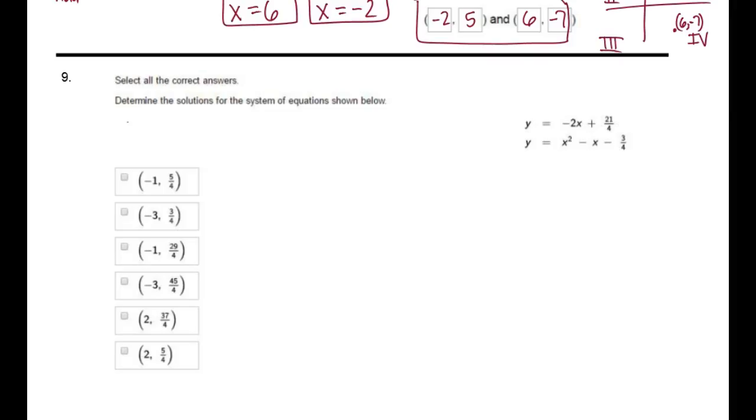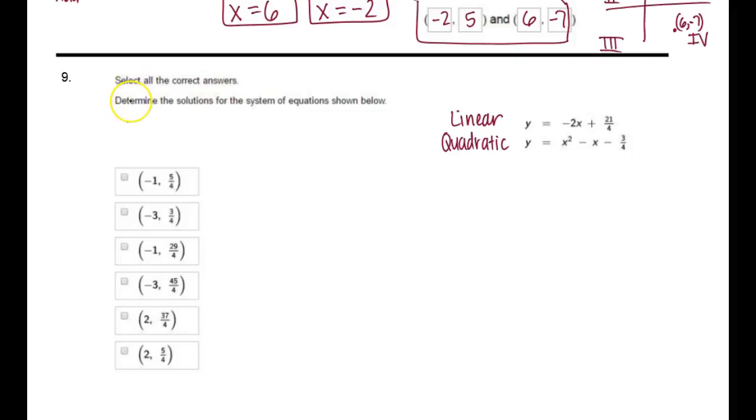In number 9, we need to determine the solutions for the system of equations shown below, or at right. The equation y equals negative 2x plus 21 over 4 is a linear equation. And the second equation, y equals x squared minus x minus 3/4, is a quadratic, because the biggest degree is 2. So this problem is actually really similar to number 8. But the difference is this problem has more than one option for an answer, whereas in the previous one you just had to type in the answers.